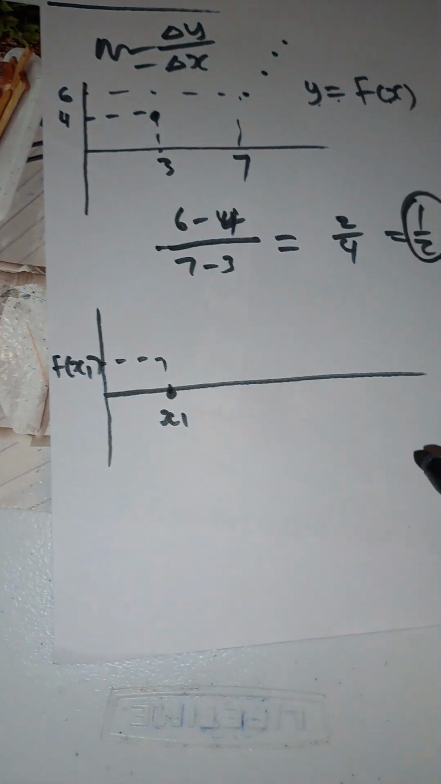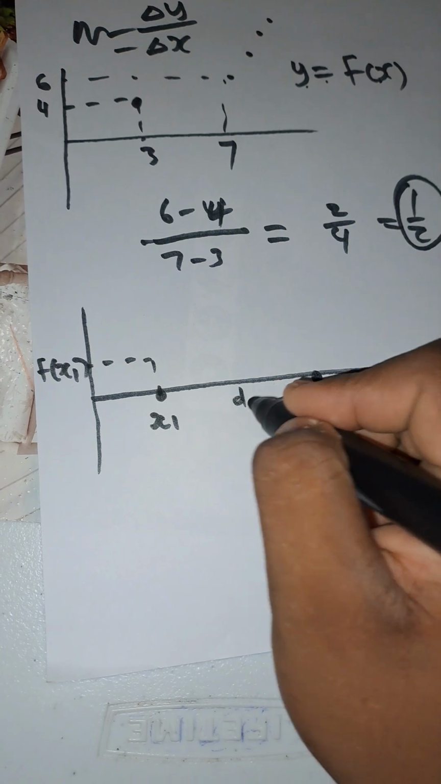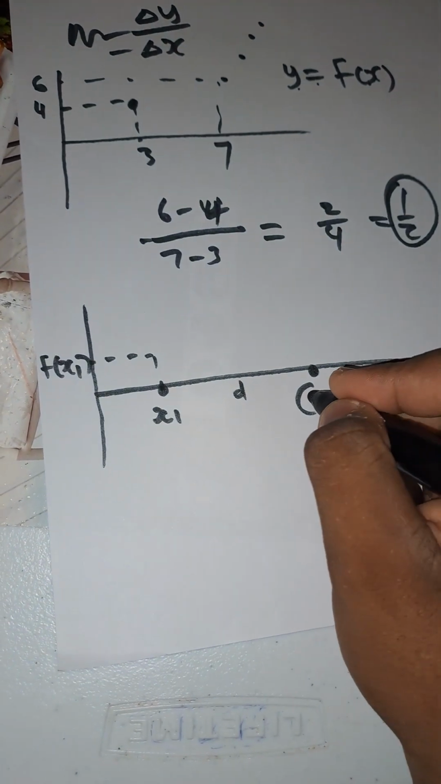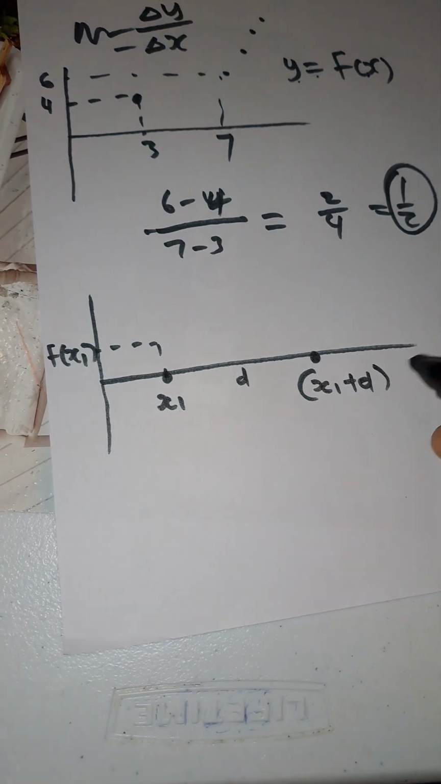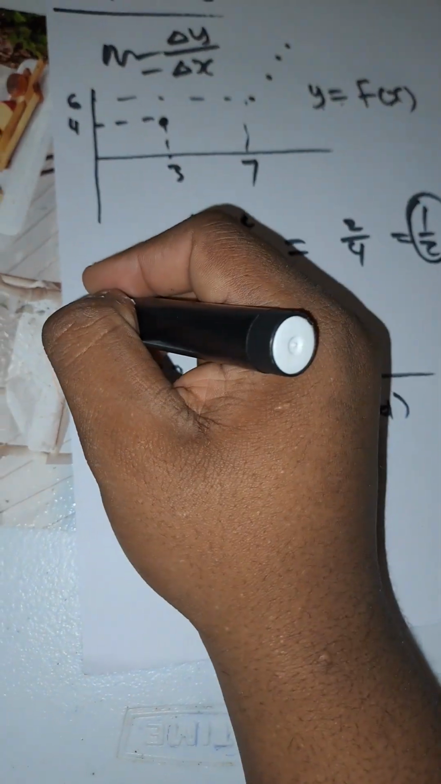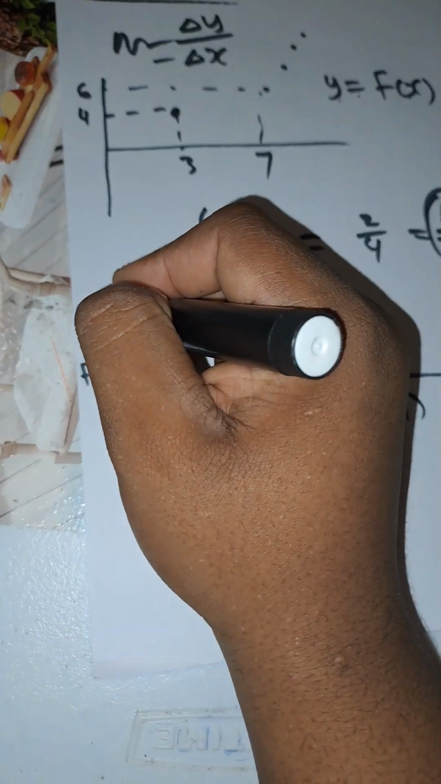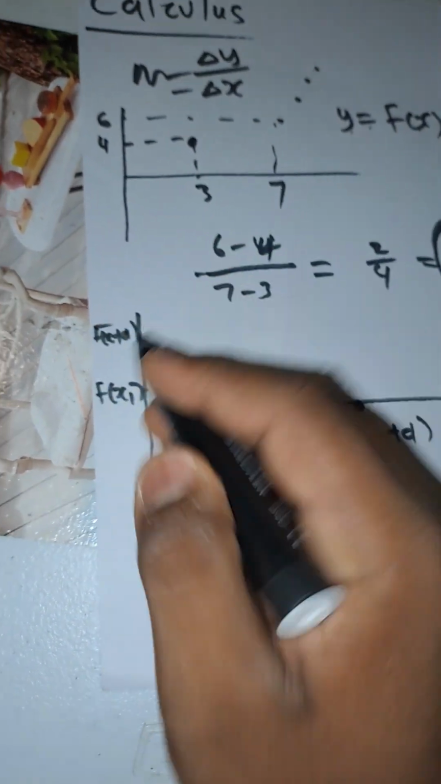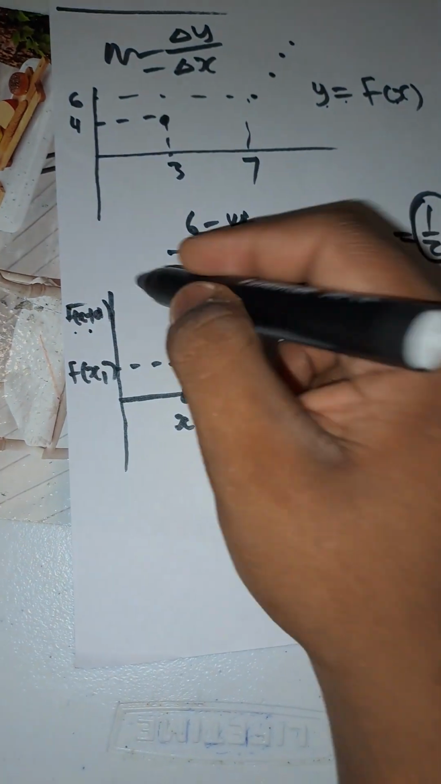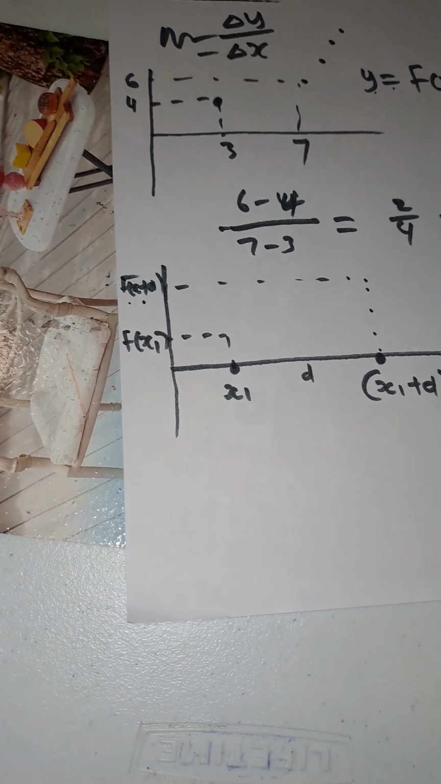And then I have the second point here, but now it's going to be what? Since this is the distance between the 2 points, it's going to be x1 plus d. I'm trying to derive that formula there. And then here it's going to be f of x1 plus d. So it's going to come here. Okay, so how do we find the gradient?